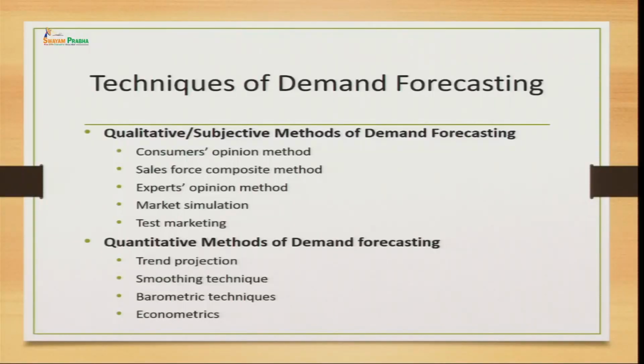So, here you can see we have made the categorization into two parts. Some of the techniques are qualitative in nature, which are also called subjective methods of demand forecasting, and the others are quantitative methods of demand forecasting. And how do we differentiate between qualitative and quantitative methods? See, these qualitative methods are based on opinion and survey.